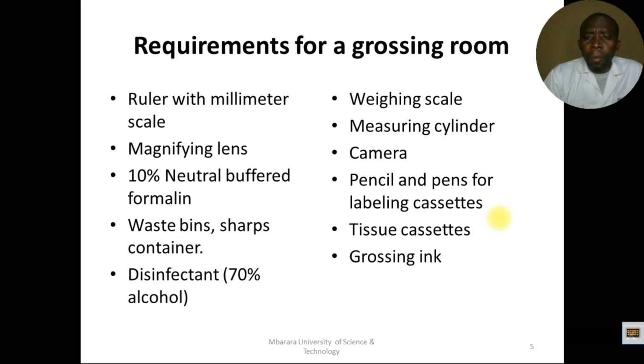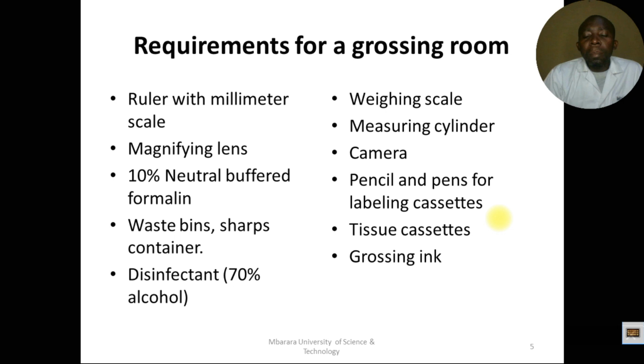So we need tissue cassettes. These are most times plastic, and this is where we are going to put the smaller portions of the tissue that we have identified to be diagnostically important. We place them in the cassette, close well. You remember we have labeled our cassette, and then we put them in the formalin, and they will be ready for other steps of processing.